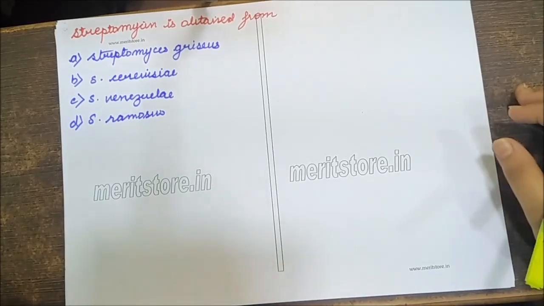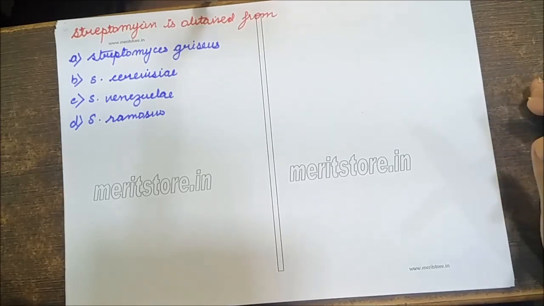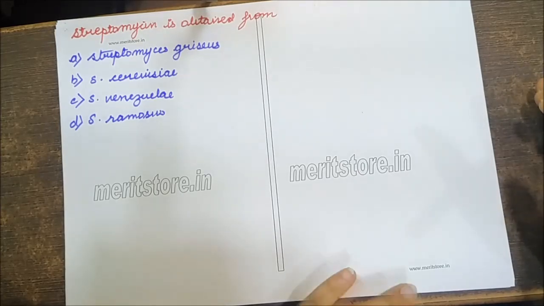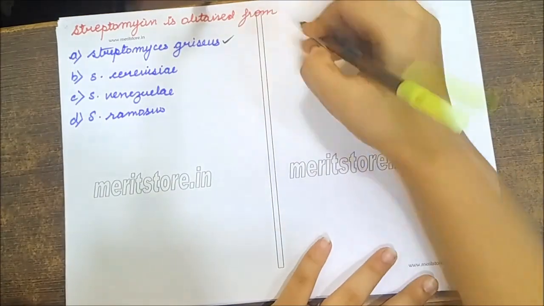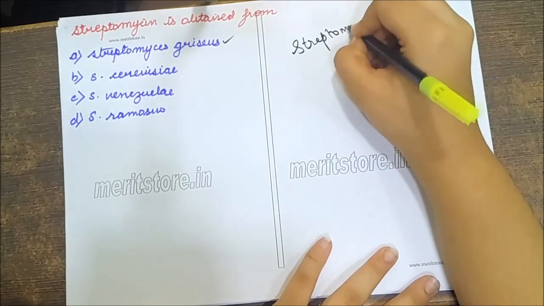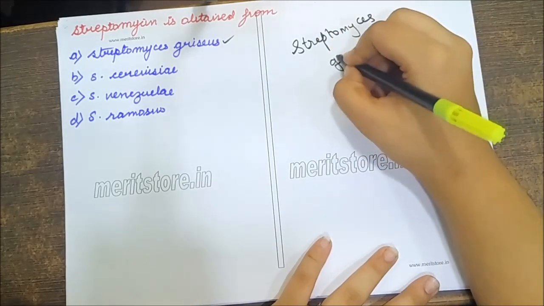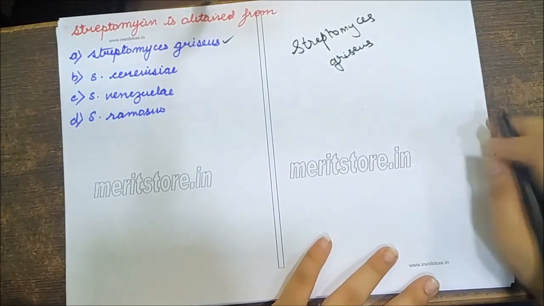Let's move on to the next question. Streptokinase is obtained from Streptomyces grassis, Streptomyces cerevisiae, Streptomyces venezuelae, or Streptomyces ramosis. And the answer for this is Streptomyces grassis.